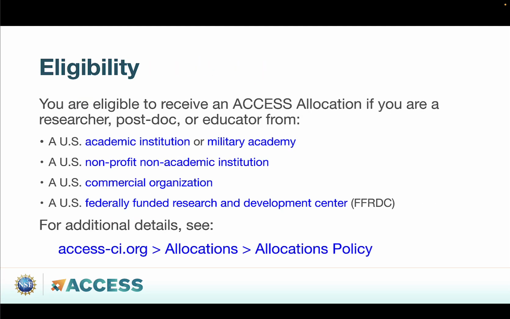Before we see how to request an Access allocation, let's quickly review the eligibility criteria. In a nutshell, you must be a researcher, graduate student, or educator from a U.S.-based academic institution, military academy, nonprofit non-academic institution, commercial organization, or federally funded research and development center. There are additional conditions. For example, proprietary or confidential projects are not eligible. See access-ci.org, allocations policies for all the details.